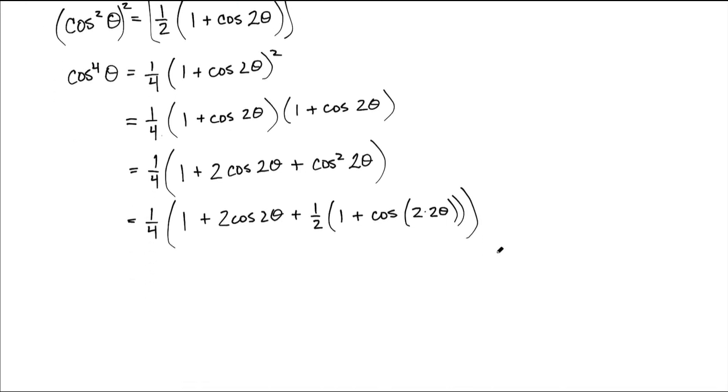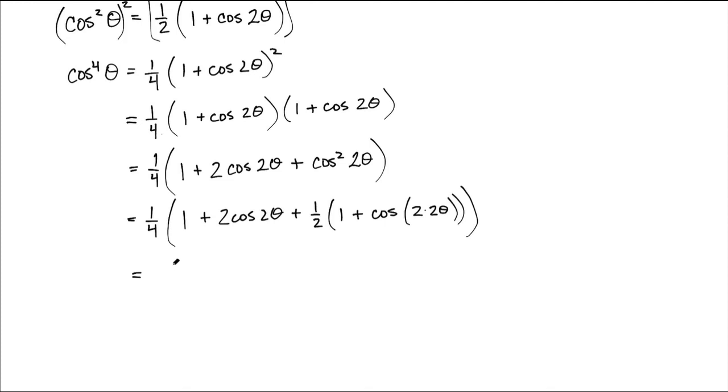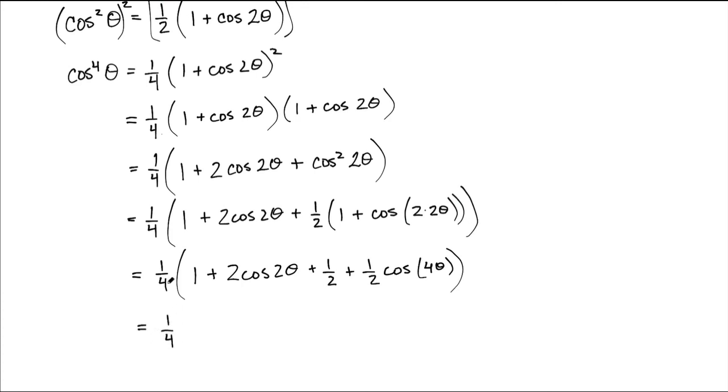Okay. And now we can go ahead and simplify just a tad. I've got 1/4, 1 plus 2 cosine of 2 theta, plus, now distributing this 1/2, I get another 1/2, and then 1/2 cosine of 4 theta. And really the only thing I could do at this point is I could combine this 1 and the 1/2, and we could bring the 1/4 in if we want. I'm not going to do that this time.